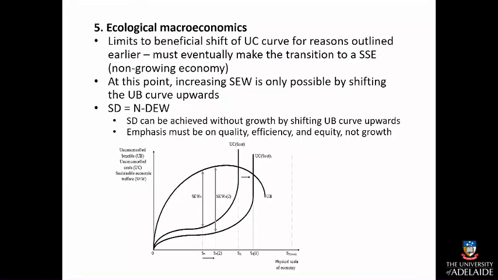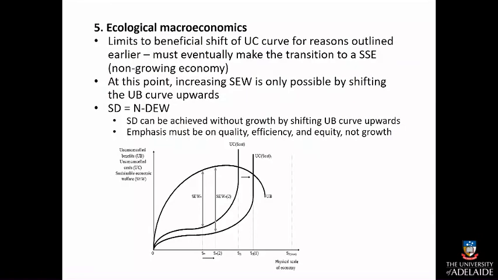The bottom one here is where I haven't got the benefit curve shifting this time; I've got the cost curve shifting. Now the interesting difference here is that when the cost curve shifts, the maximum sustainable scale, because it involves environmental costs, increases. But I've got over here SS max.